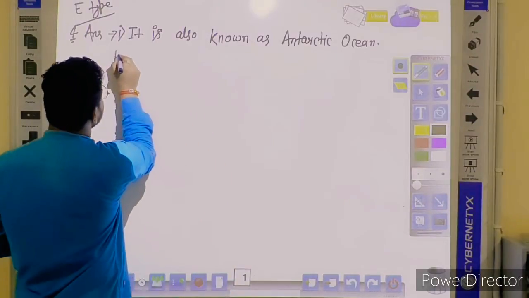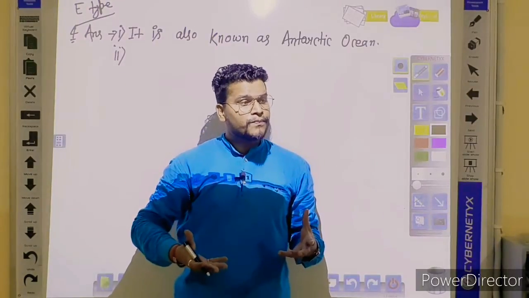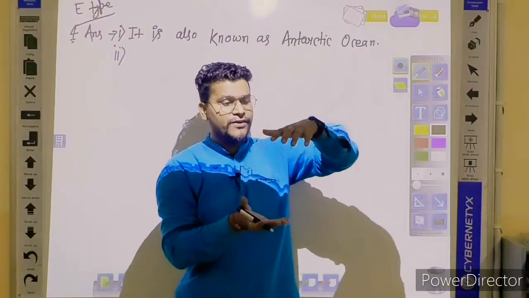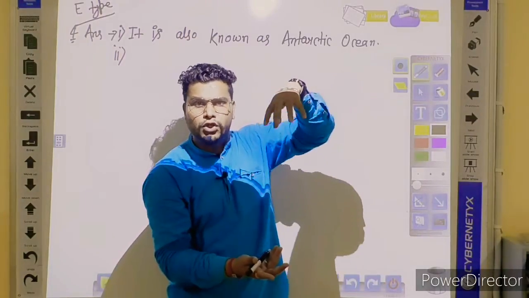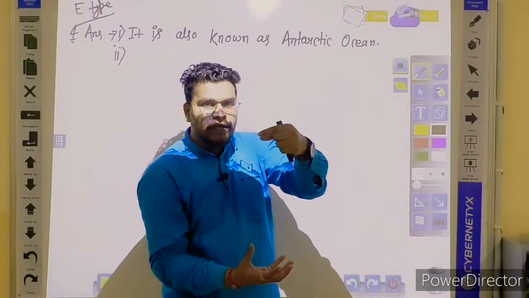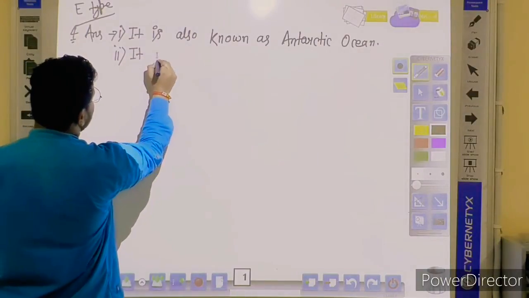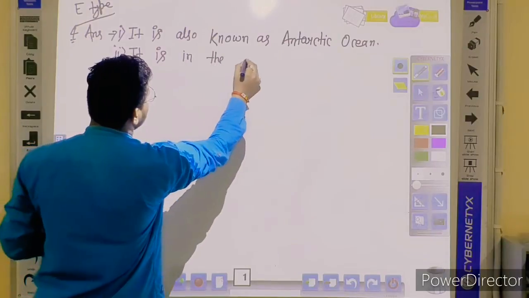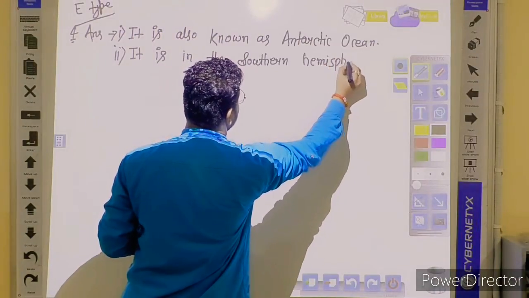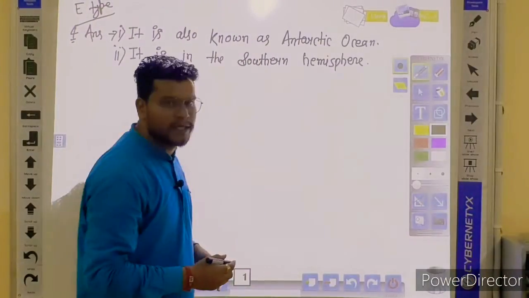And second, we know Antarctic Ocean as Southern Ocean, but the question is why it is known as Southern Ocean, because it lies in southern hemisphere. If we divide the earth into two halves, the upper part is northern hemisphere and the lower part is southern hemisphere. So Antarctic Ocean lies in southern hemisphere. So it is the second point: it is in the southern hemisphere.